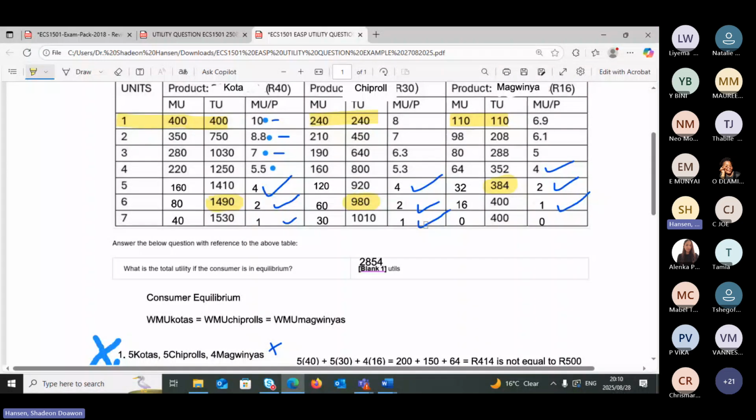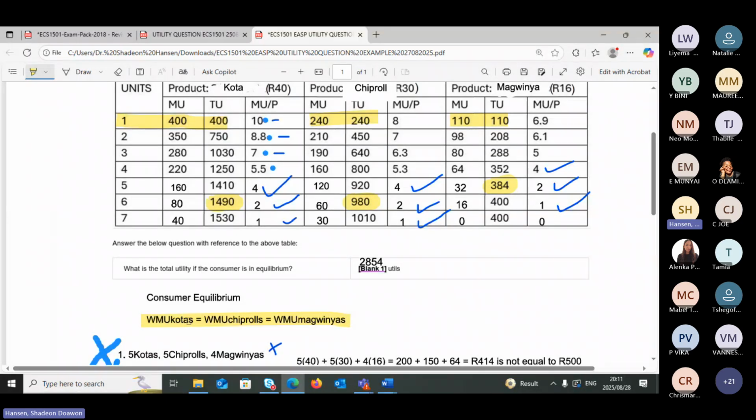There's 5.5. There's no 5.5 here, so we move on. But there's a 4 over here, a 4 over there, and a 4 over there. Do you see? There's already one instance where this condition holds. Right? There's a 2 over here, a 2 over there, and a 2 over there. The second instance where that condition holds.